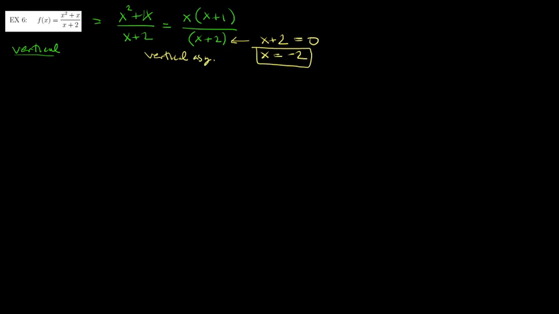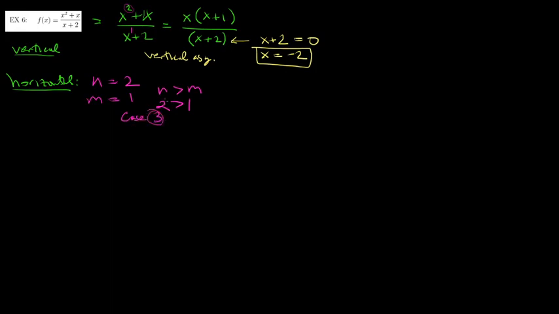Now let's move on to the horizontal asymptote. To do that, we have to go back to the original, (x squared plus x) over (x plus 2), and compare the degree of the numerator with the degree of the denominator. Here, the degree of the numerator, the n if you will, is 2, so n is equal to 2. The degree of the denominator is 1, so m is equal to 1. So we are in a case where n is bigger than m, because 2 is bigger than 1. This is actually case 3.